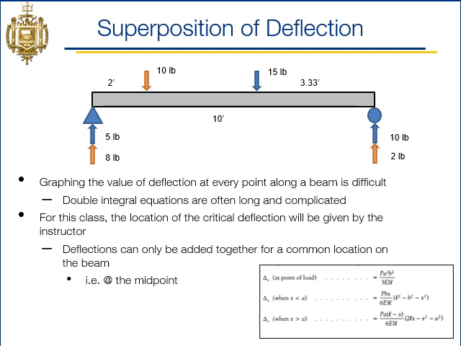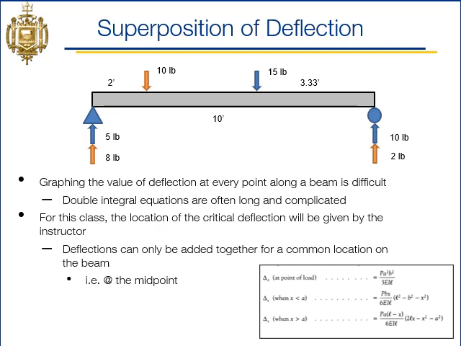I've also, on this slide, included the delta equations for those point loads that are on this beam, right? And so pretty long, in-depth equations. We see that there's multiple equations you have to use. So really graphing the deflection accurately along the entire length of the beam is fairly difficult, right? So we typically are not going to do that.